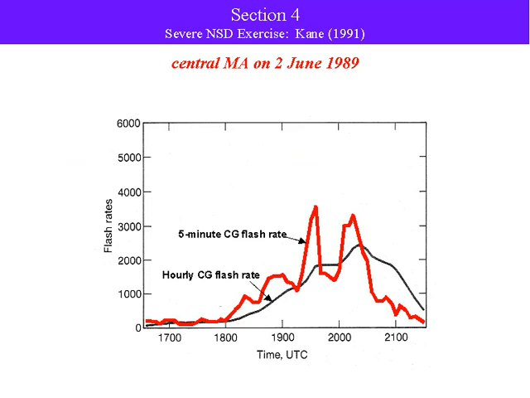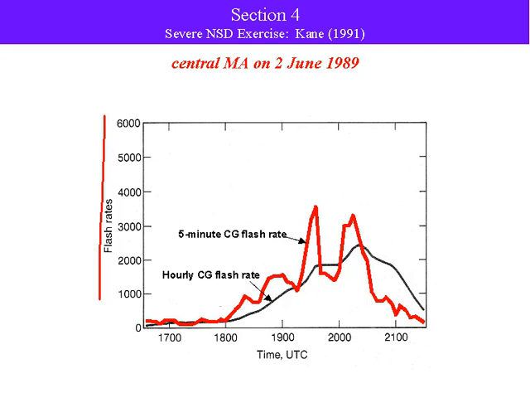This figure is from a paper by Kane in 1991, and is a case study from the central Massachusetts area on 2 June of '89. What we're looking at are the CG flash rates of a group of thunderstorms which moved through the area on this particular day. The flash rate is on the y-axis, and you can see overall throughout the state there were very high flash rates.